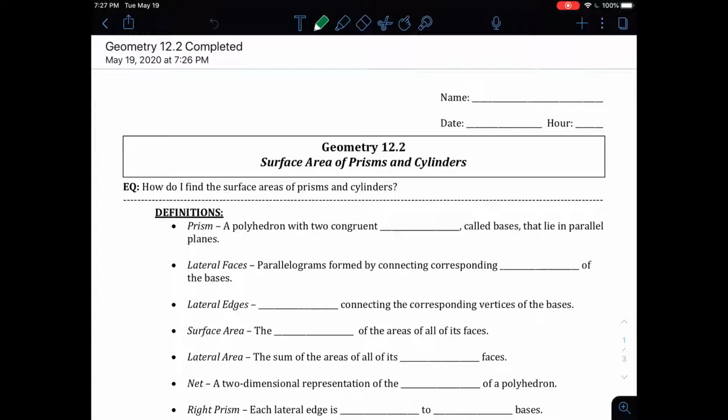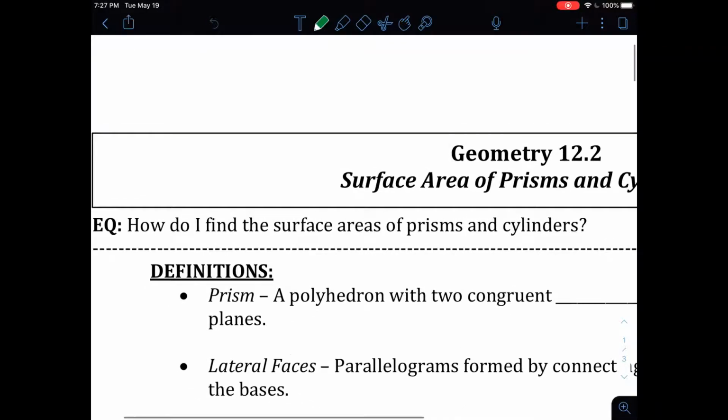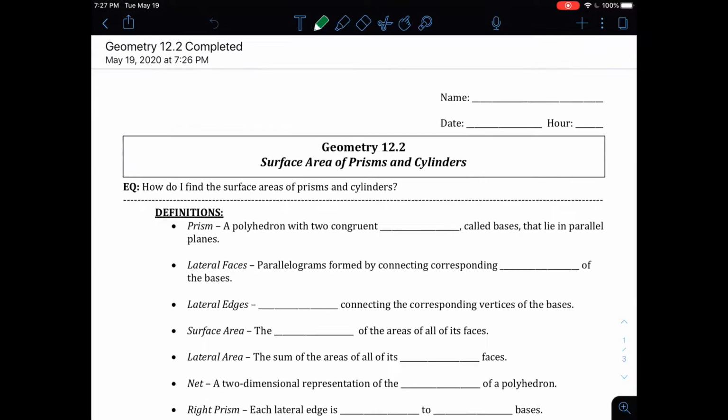We're continuing with chapter 12 today in 12.2. Let's read the name of the lesson. Ready? 1, 2, 3. Surface area of prisms and cylinders. Essential question. Ready? 1, 2, 3. How do I find the surface areas of prisms and cylinders?